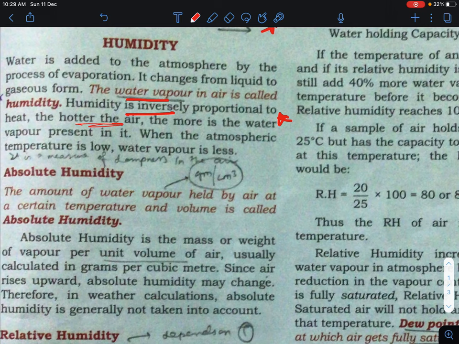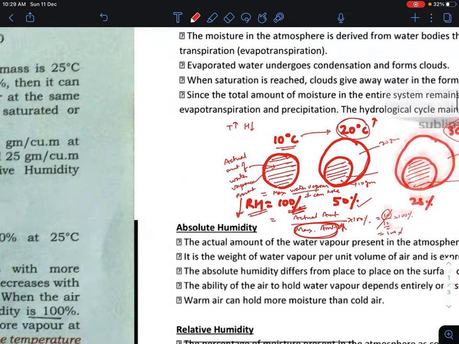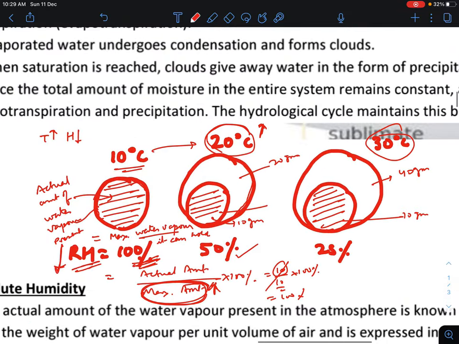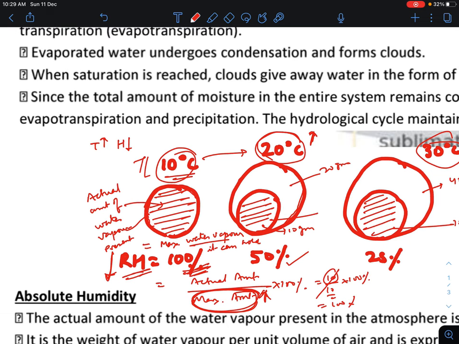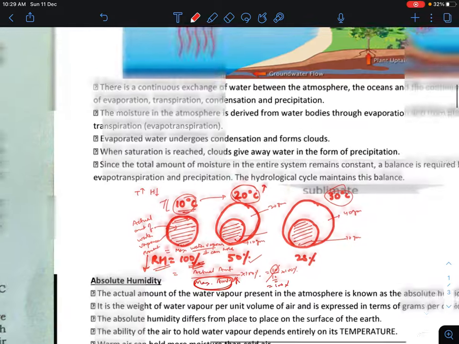When the atmospheric pressure is low, now if we take, just look at this diagram, if the temperature is low, what is going to happen? The relative humidity, or water holding capacity of the molecules, is going to decrease.